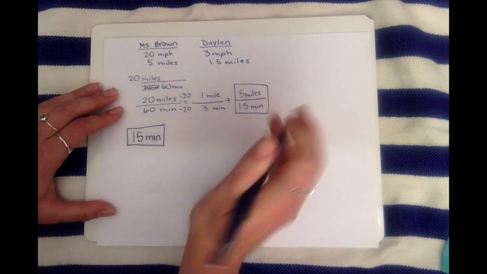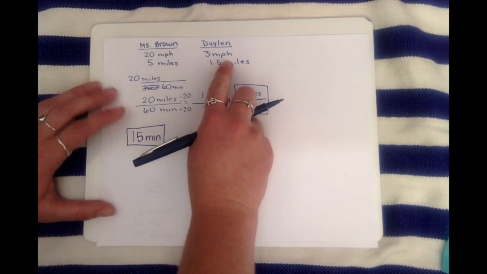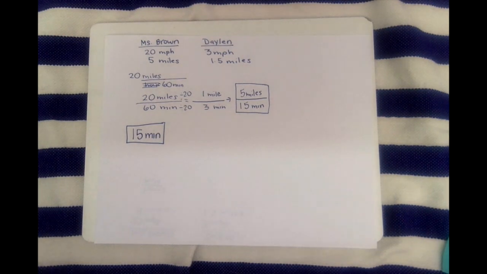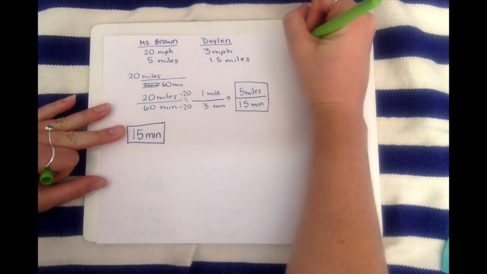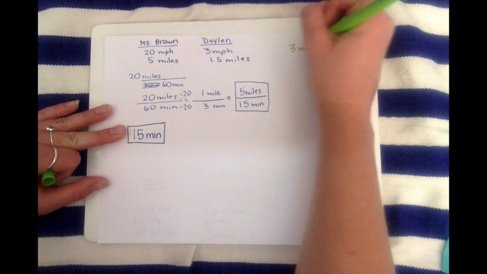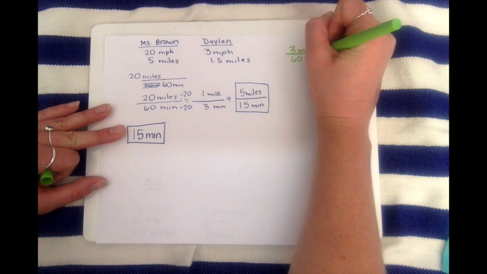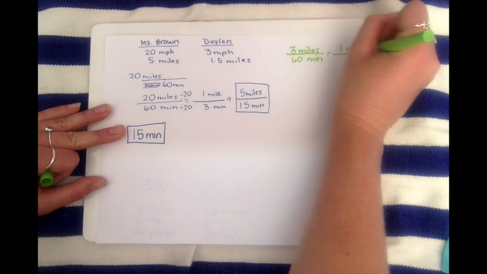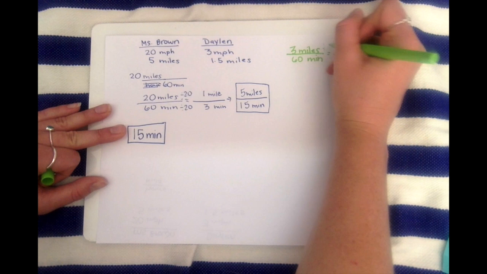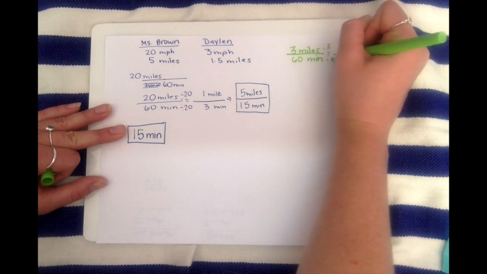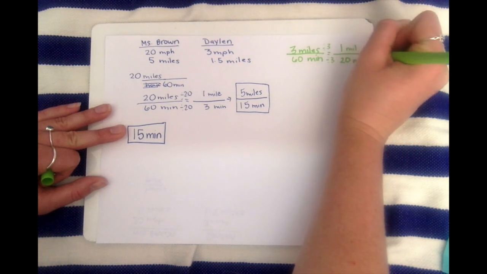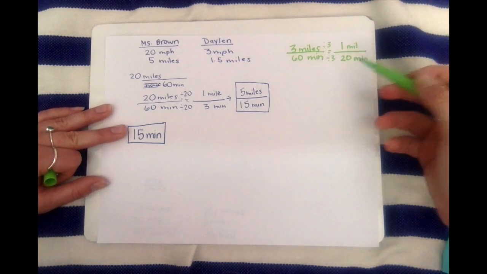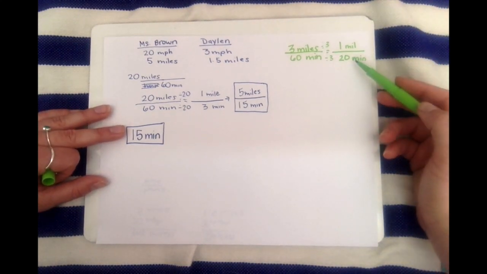Even though I had to go farther, let's compare that to Daylin. Daylin's going at a speed of 3 miles per 60 minutes, per hour. And I want to say, how much time is she going to take to go 1 mile? Well, 3 divided by 3 is 1. So 60 divided by 3 is 20. So to go 1 mile, it takes her 20 minutes. So she's walking pretty slow.